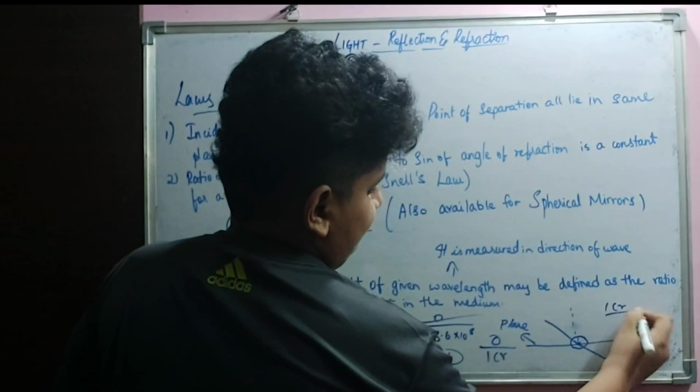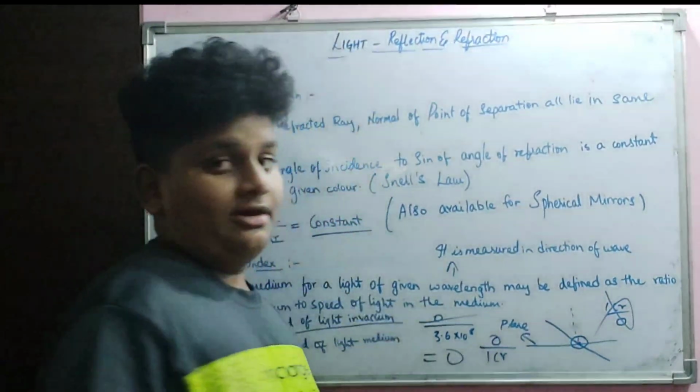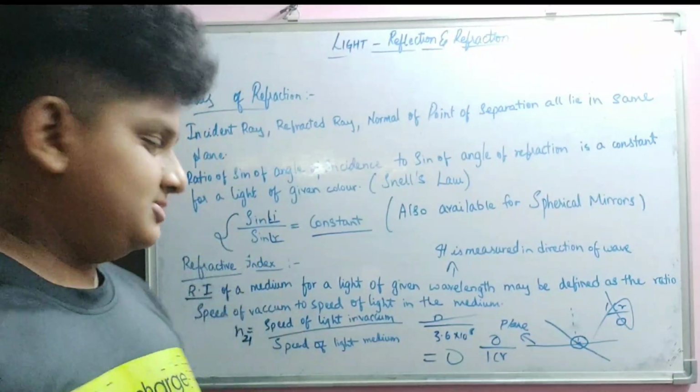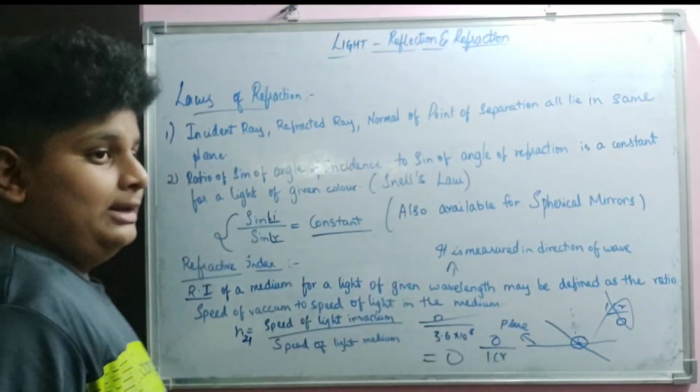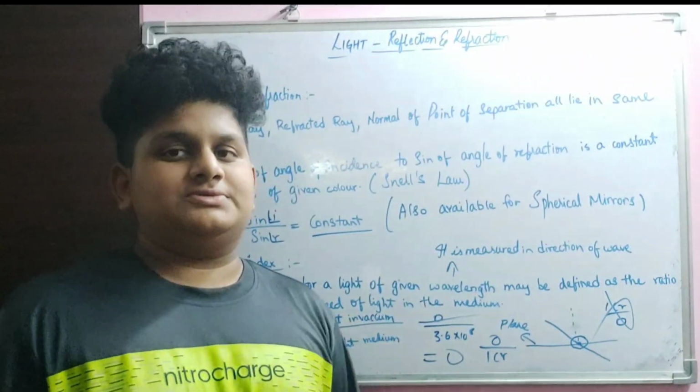If it is 1 crore by 0, then this is not defined till now in the history of maths or physics. Now, let us get into some mediums of refractive index and their values.